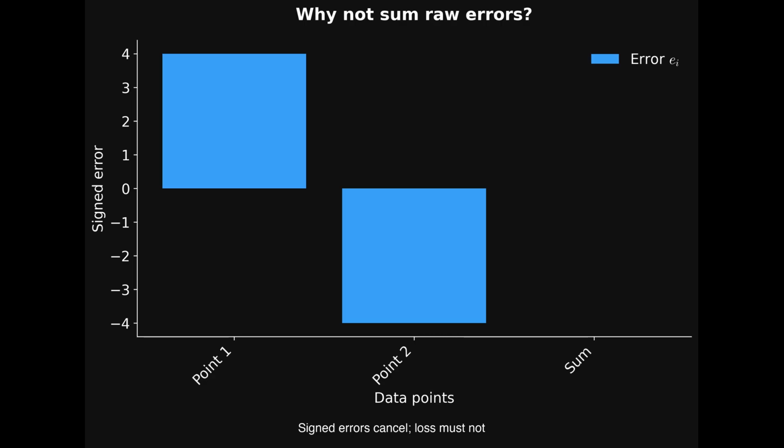Why not just add the errors? Because positive and negative errors cancel. A model that is wildly wrong half the time could still sum to 0. So our loss must ignore the sign, or at least punish both directions equally. That's the first principle, symmetry. If being too high is just as bad as being too low, the loss should treat them the same.